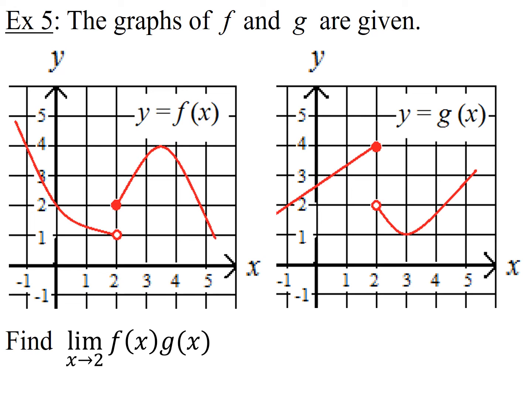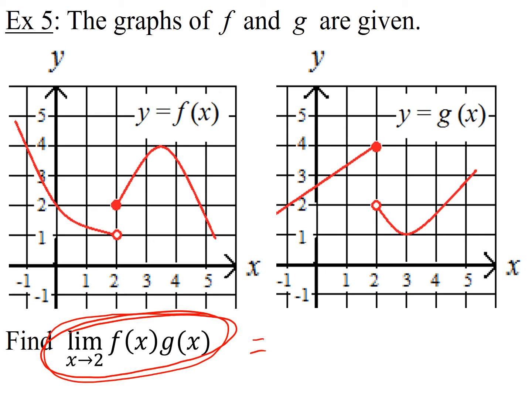Now we're going to have to be a little clever on this one here. So in this problem, we have two functions. We have f and g. We have their graphs there. And it says to find the limit as x goes to 2 of f times g. So that's the question there. Well, your first thought should be, okay, it's multiplication. We're going to use the multiplication limit law. Do the limit of f, limit as x goes to 2 of f, times the limit as x goes to 2 of g.